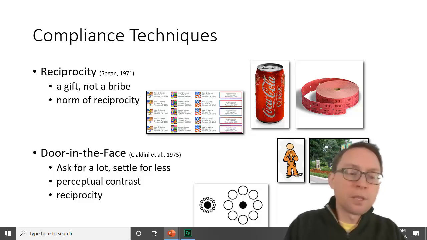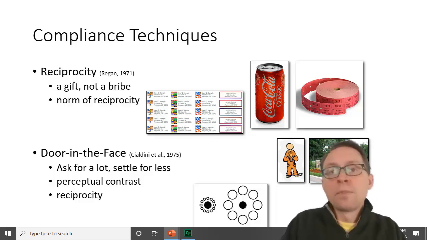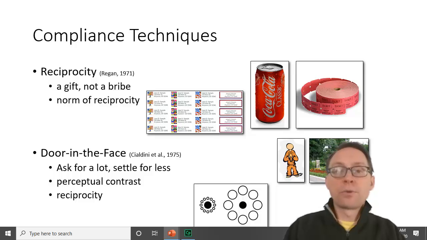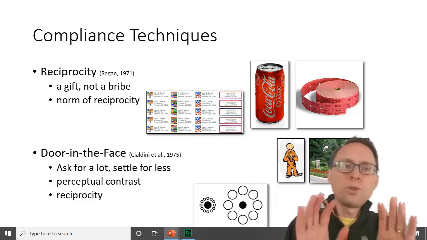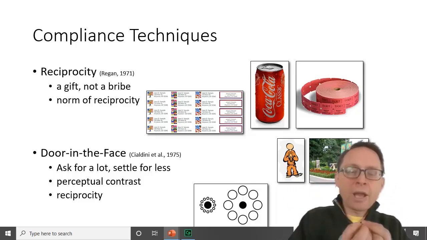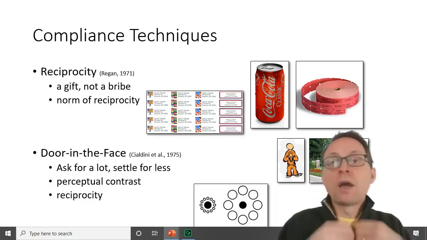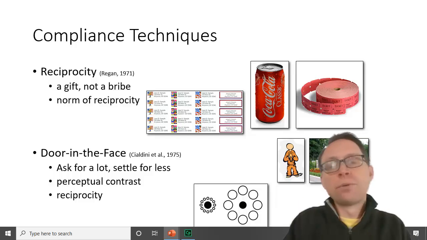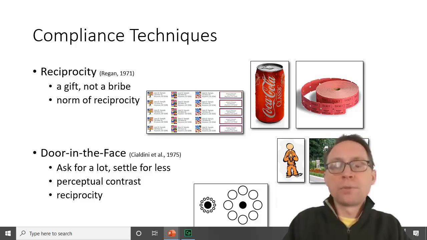Also, Cialdini believes that this is a form of reciprocity. That if the requester says, all right, well, you don't have to do that big thing, instead, will you do this? Me cutting back on my request is actually a gift to you, and you feel a need to reciprocate and do something nice for me.